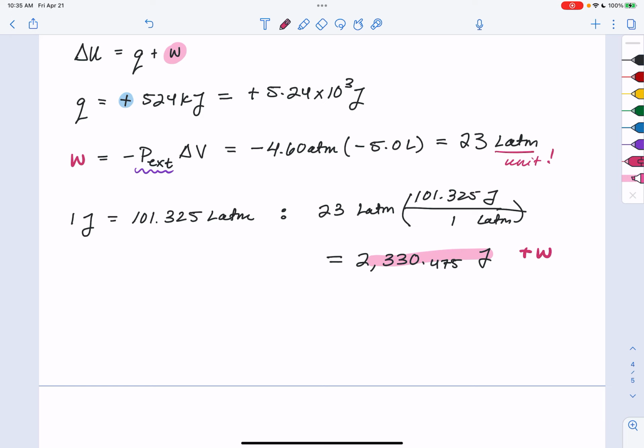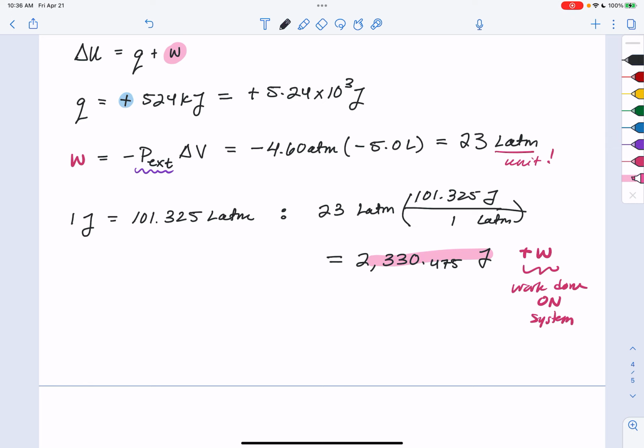And let's make sure that this makes sense. This implies that we have work done on the system. So a force is being applied that is pushing on our system, causing it to have a change or displacement, or here a change in volume inward. So we're looking at compression. So this does make sense that we would have a positive sign on work.